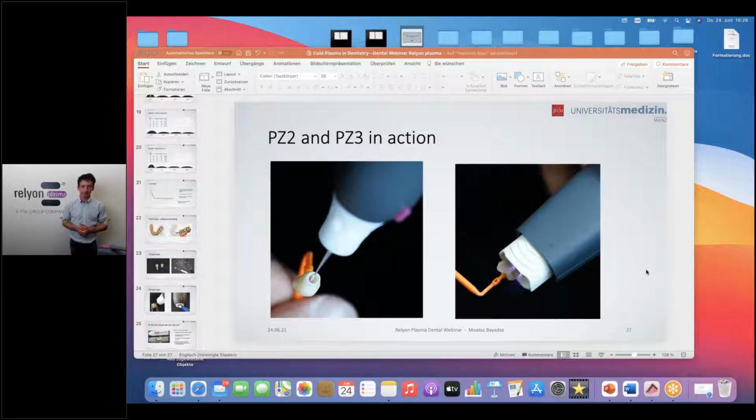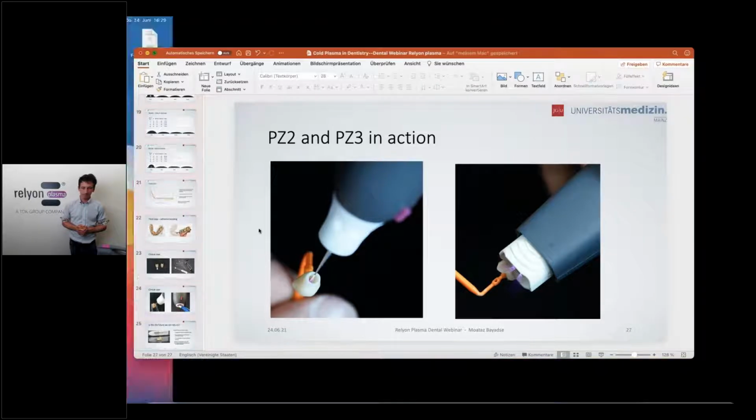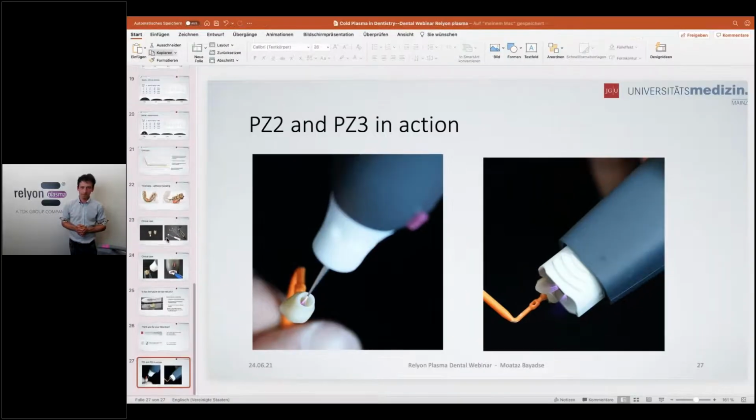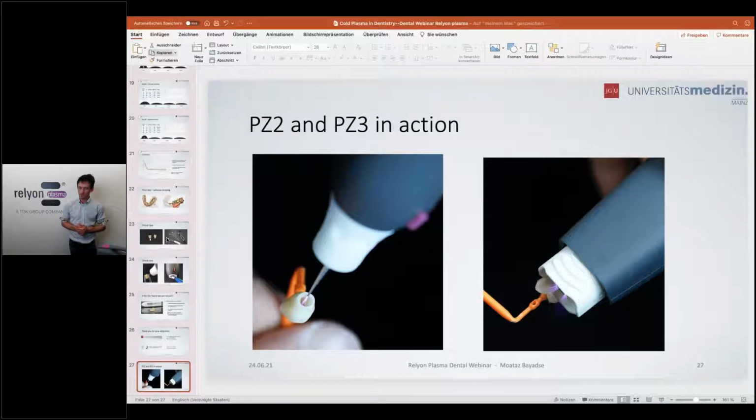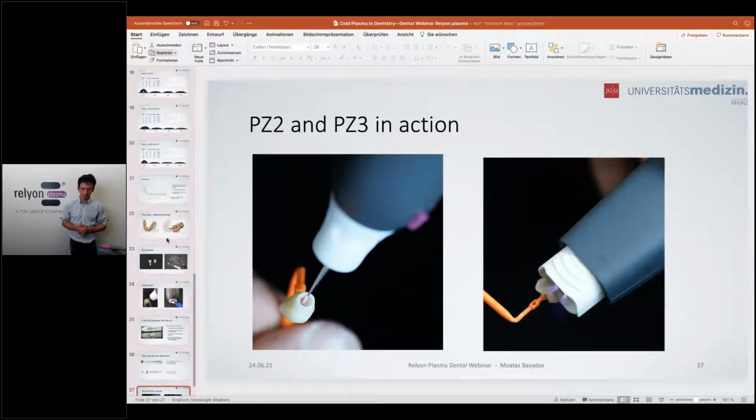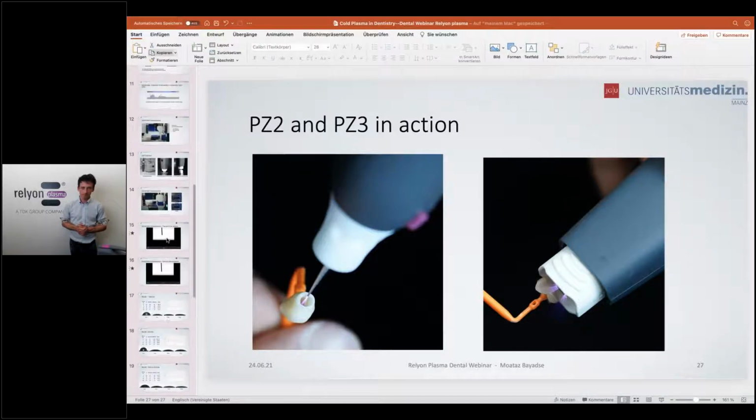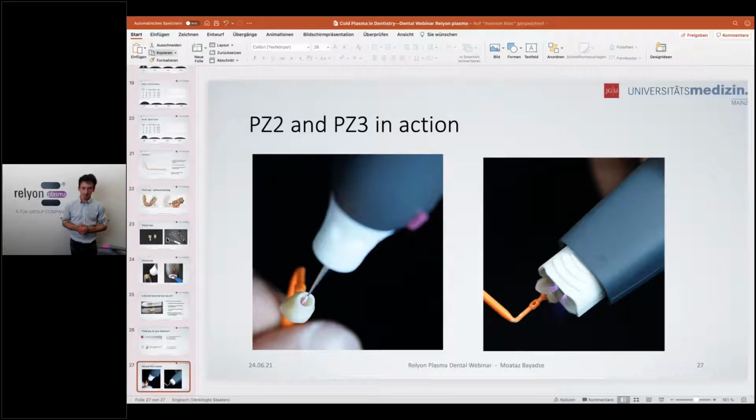And do you have any experience on the treatment of zirconia and how long it lasts on this material? Treatments on zirconia, yeah, with plasma. Does it last longer?